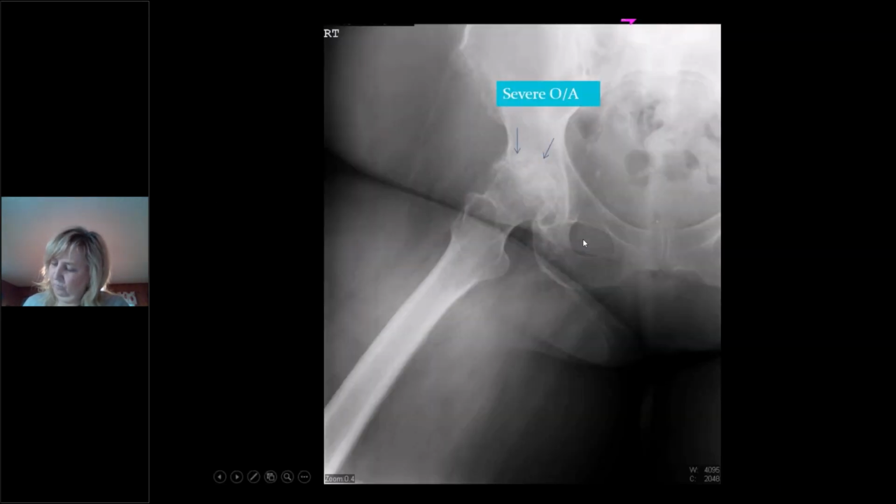Let's see here. So this lateral view or outlet view of the same thing. Again, if we look at this, we see all these cystic changes in the hip. We see a lot of spurring coming off that acetabulum. This person has a lousy hip, and they will certainly present with groin pain, thigh pain, and sometimes even knee pain.